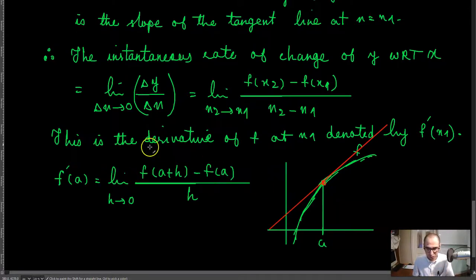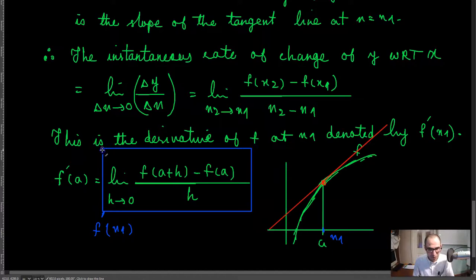So essentially, if you call this point x1, then you can call it f of x1, f prime of x1 as well. It's essentially the same thing, right? Whether you call this f prime of x1 or f prime of x, what this means is that this limit over here represents basically the slope of this line.